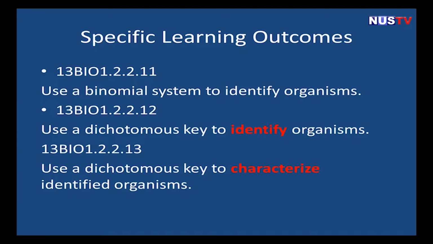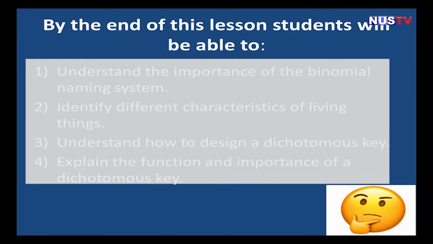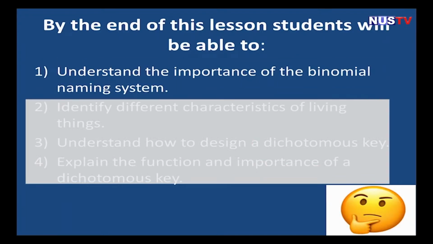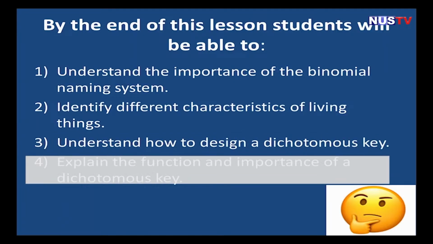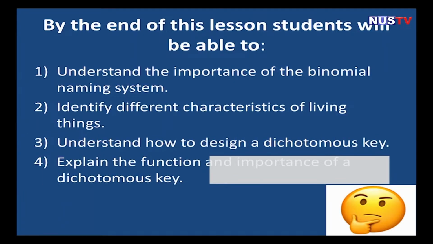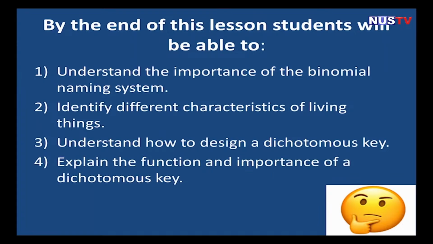So remember the specific learning outcomes, you can find them in the unpacking of the curriculum. By the end of this lesson, students will be able to understand the importance of a binomial naming system. You will also be able to identify different characteristics of living things. You will be able to understand how to design a dichotomous key. And lastly, explain the function and importance of a dichotomous key.